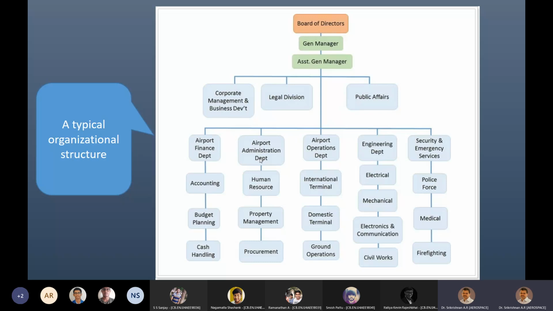Anyway, it doesn't matter whether it is US, Europe, or India, because only the titles vary, but the functions and their categorization from the administrative perspective will usually be comparable. Their sizes, scope, and interrelations may vary from airport to airport, but overall the broad categories will look similar.